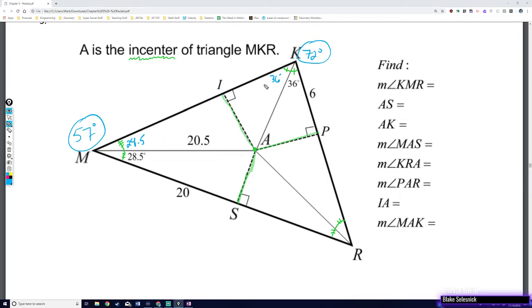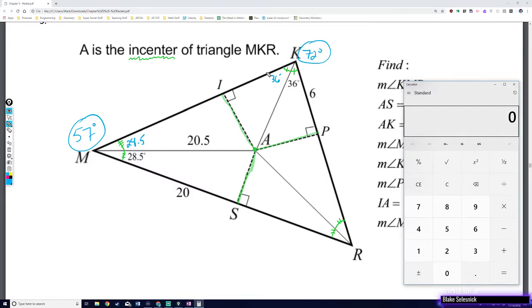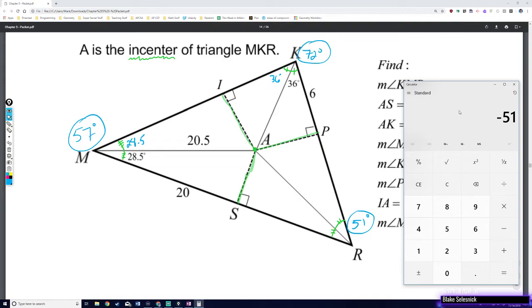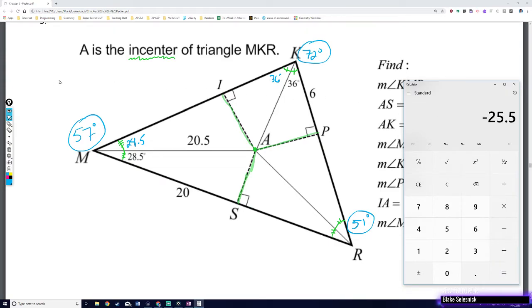And then of course I could just subtract from 180. I think I put a button that pulled up the calculator. Look at that, guys. All right, so I could do 28.5 times 2 plus 72, and then subtract from 180. So this whole angle down here is 51, because all these angles have to add to 180. If I divide that by 2, we know it's 25.5. So each one of these is 25.5.